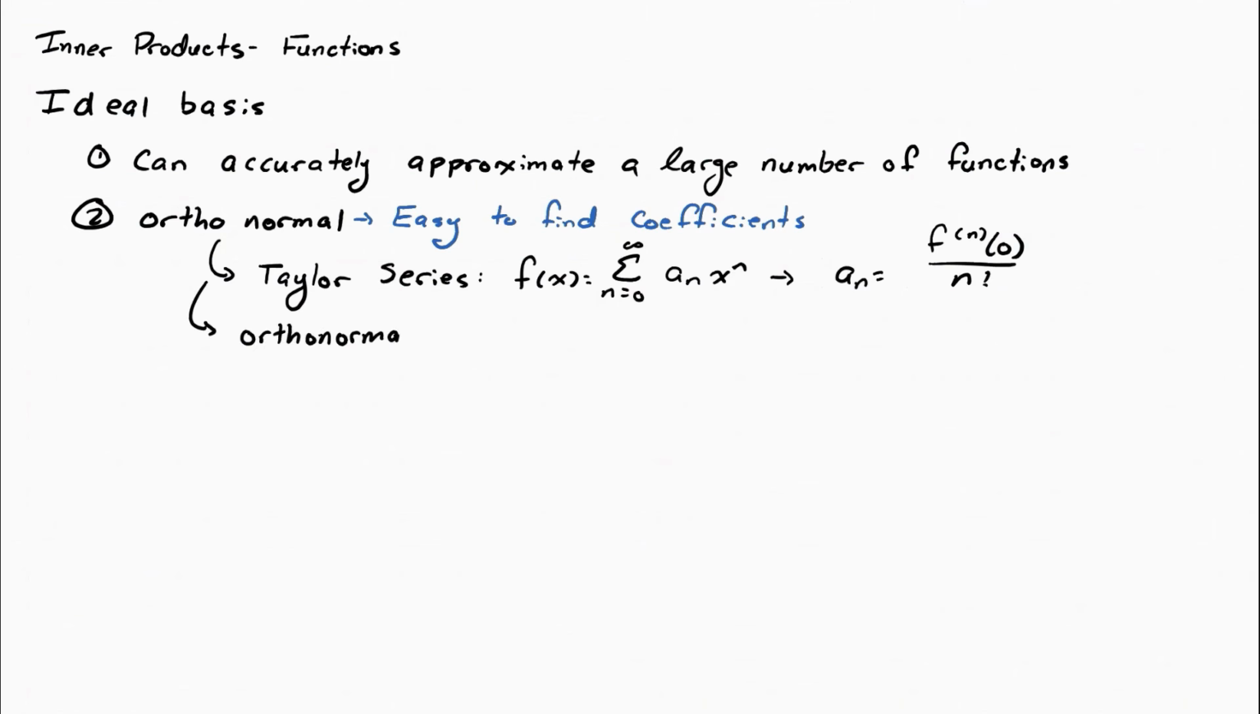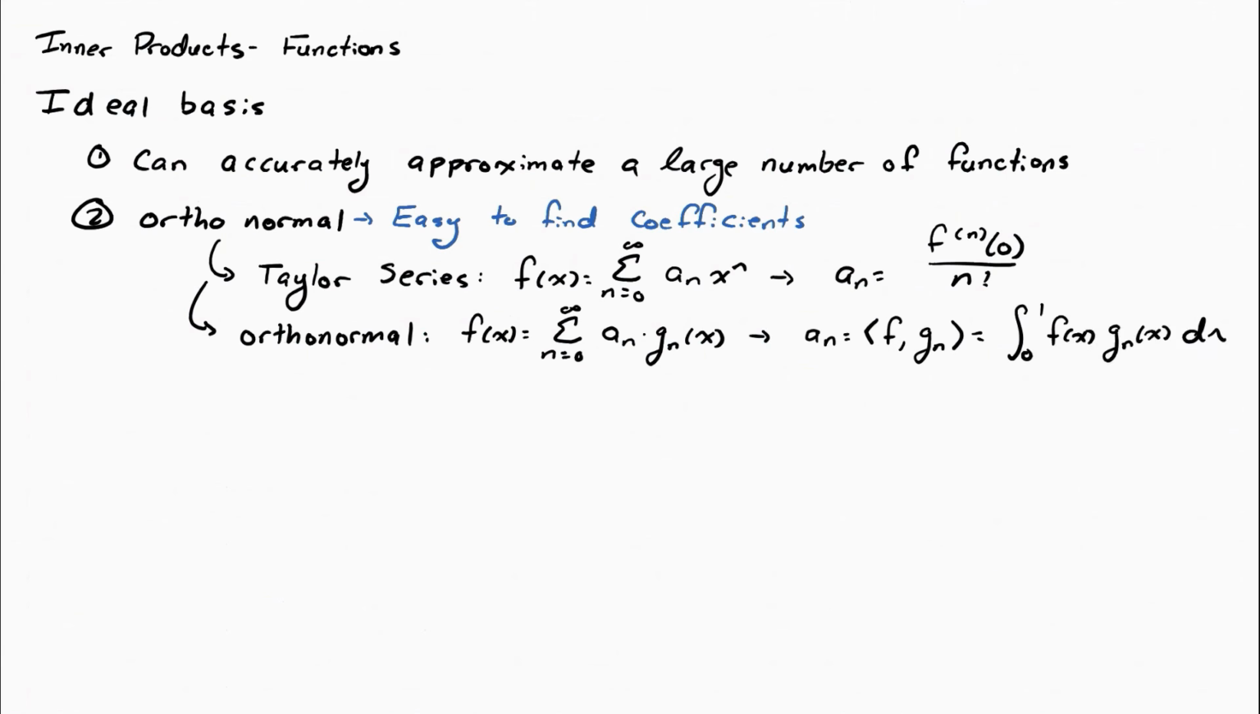Compare this to an orthonormal basis. Then f of x can be written like this, so that the coefficients are an inner product, which is an integral. This probably frightens and confuses you. Integrals are hard. But for a computer, integrals are actually super fast and accurate.